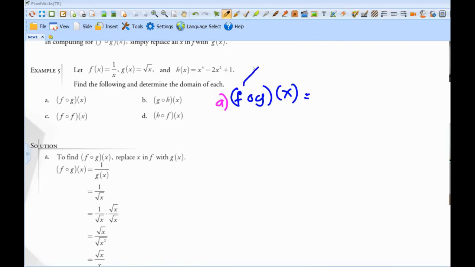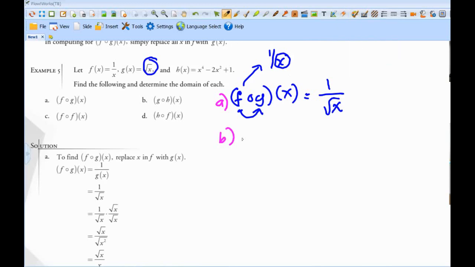Isn't it that f of x is 1 over x, right? When you start with the f, the value for x is the value of the g. What is g? Square root of x. So instead of writing that, you will write 1 over the square root of x. You got it? Anything that is on x is your g. Let us give the domain later. Letter B.